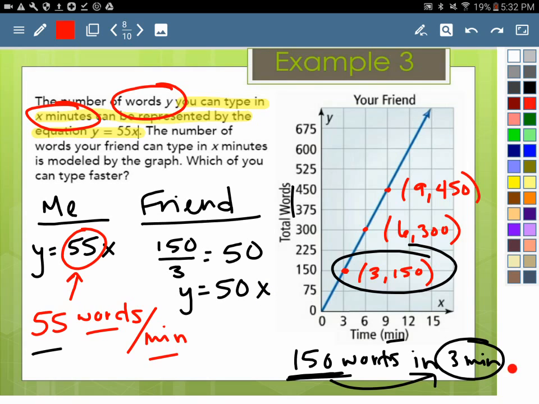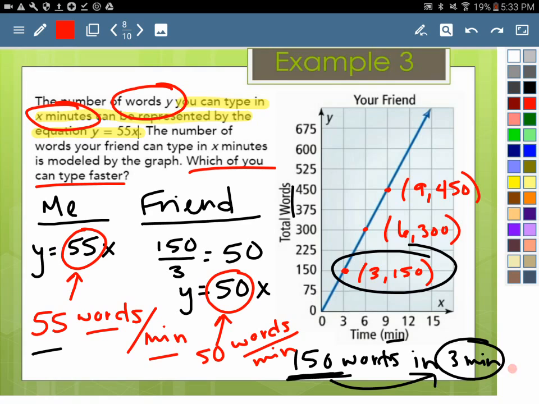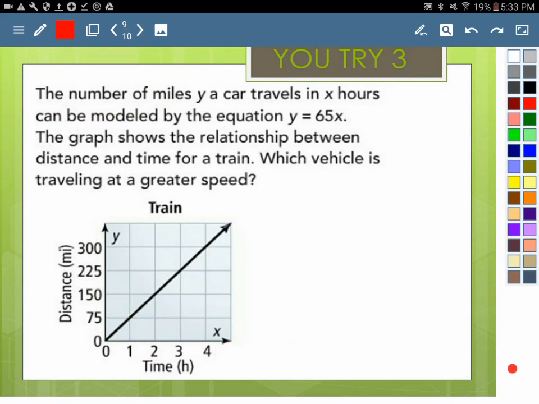And now I can actually compare their multiplier to mine. So hers is that she can type 50 words per minute. So if I'm going to answer this question, which of you can type faster, I would definitely say I can type faster because 55 is larger than 50. Go ahead and try this same type of process on the U-Try 3. Again, they're going to give you 2 different forms. One's going to be an equation, one's going to be a graph. You need to pull out the multipliers for each and make sure it's per 1 of each of the units.